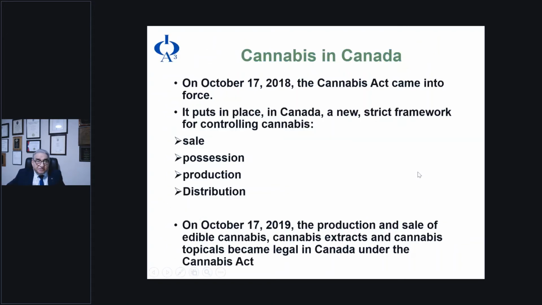Other applications now, it's increasing in Canada, which is cannabis in greenhouses and outside as well. Because the government approved the Cannabis Act to allow its use within certain limits. And basically the framework for that is to control cannabis for sale, possession, production, distribution. And by October 17, 2019, production and sale of edible cannabis, cannabis extract, and cannabis topical became legal in Canada under the Cannabis Act.